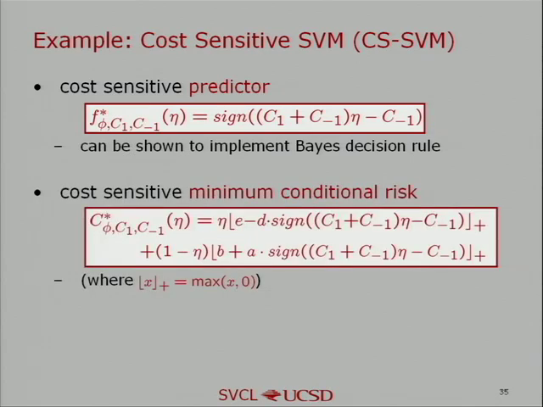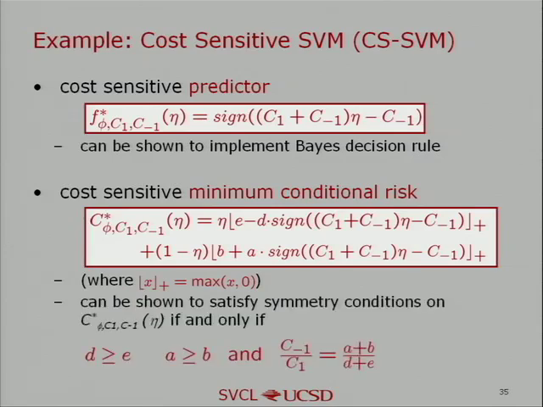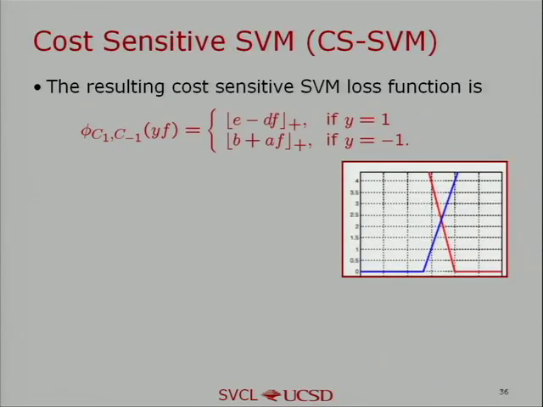So this suggests the cost-sensitive minimal conditional risk. And this has 4 parameters A, B, D, and E that can be shown to satisfy the symmetric conditions for Bayes consistency if they satisfy these conditions. But in any case, if you go through the steps, you can find the cost-sensitive SVM loss function, which is what I have there.